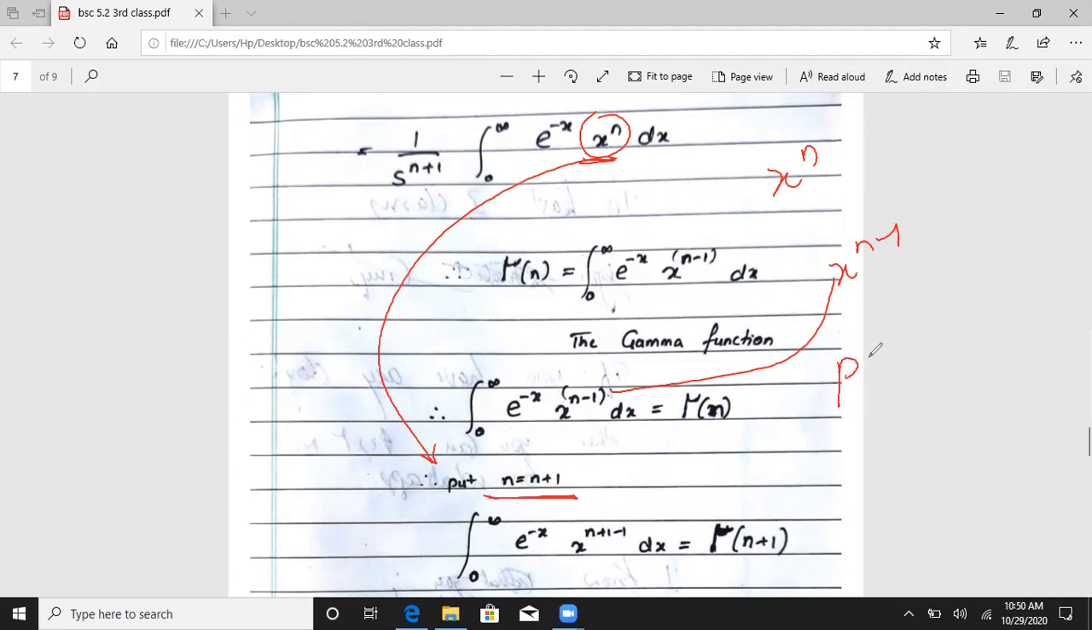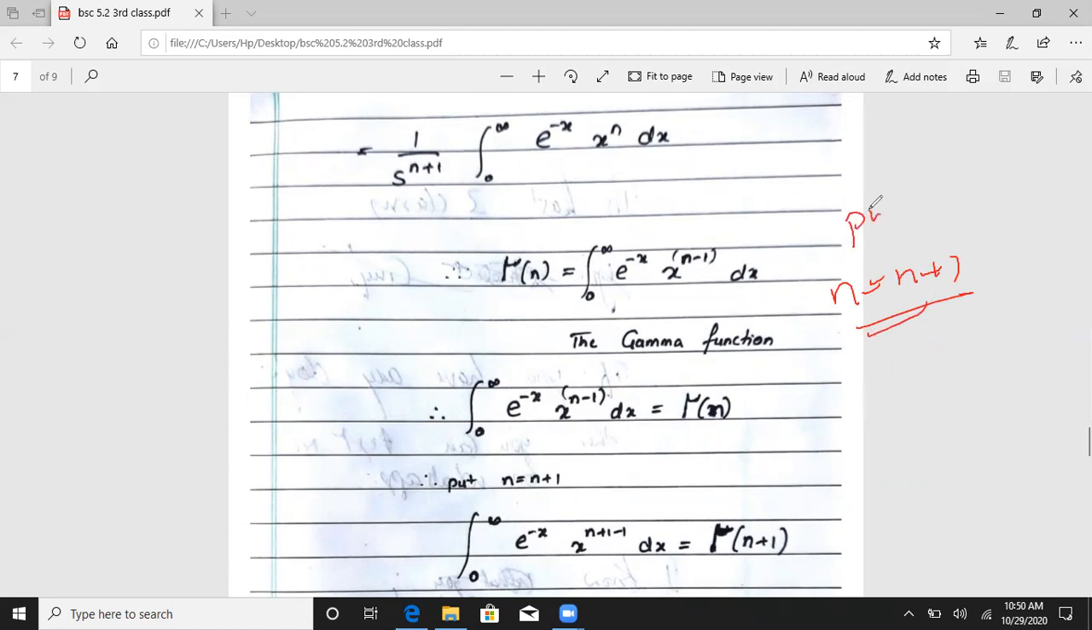Put n equal to n plus 1. Listen carefully here. We put the value n equal to n plus 1. Then our function becomes the integral from 0 to infinity of e to the power minus x, times x to the power n plus 1 minus 1, dx.